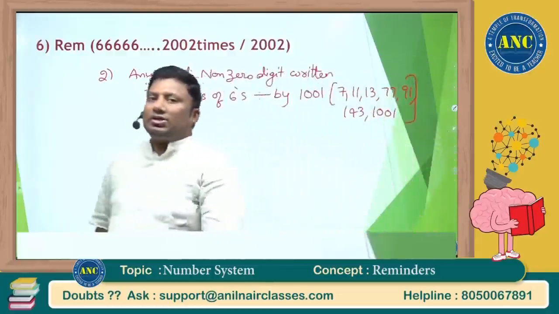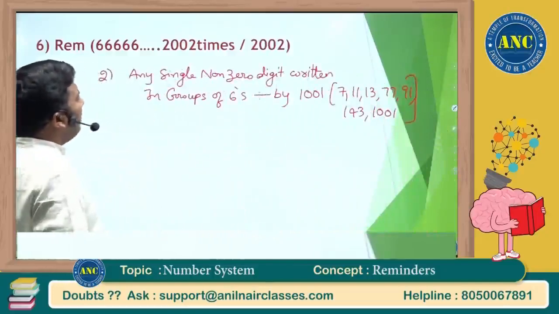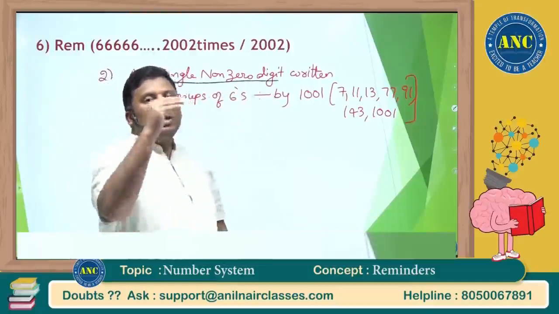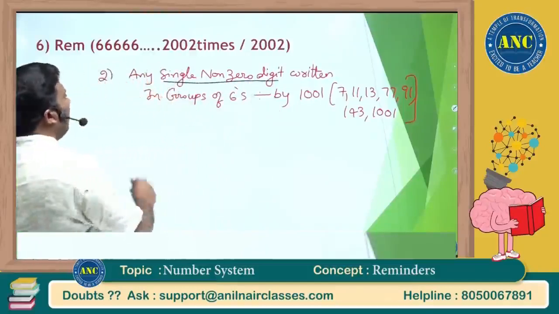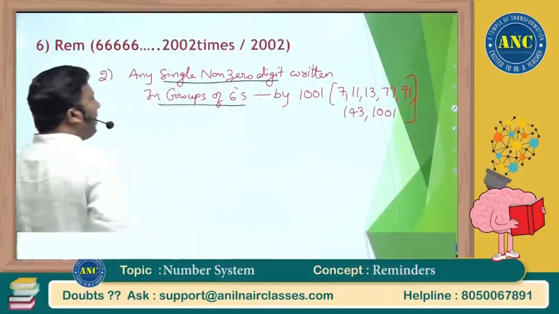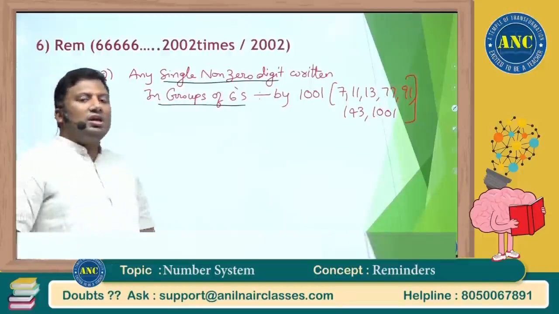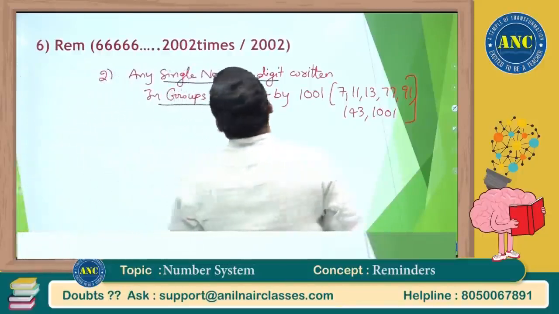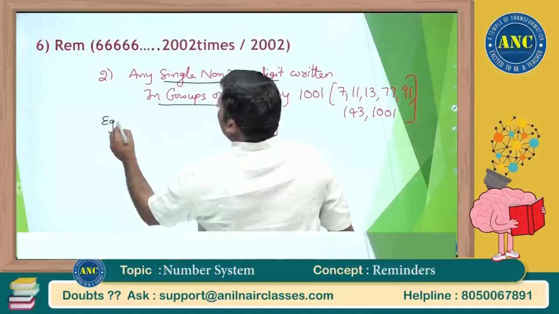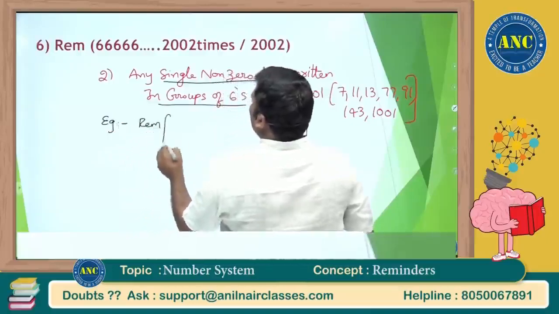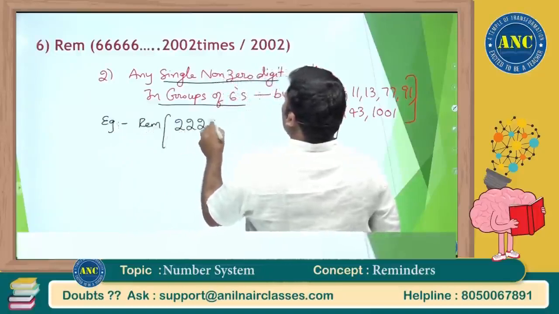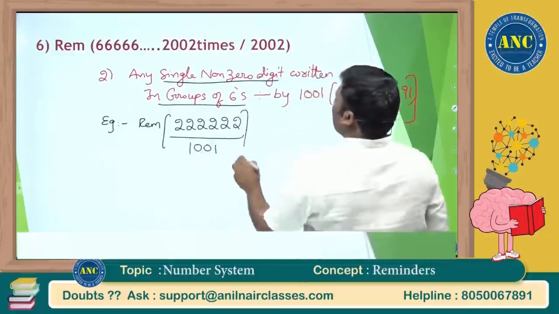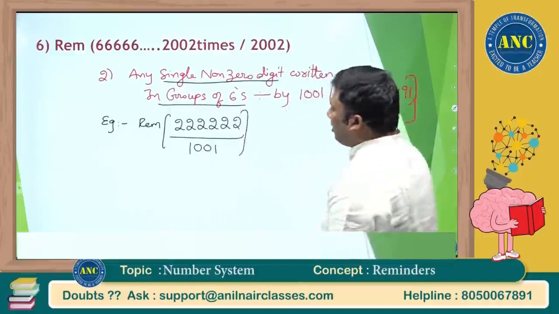Next key point: any single non-zero digit written in groups of 6 is always divisible by 1001. The way I am explaining in the class is the way that you should write down in your notebook. Example: 2 written 6 times divided by 1001.